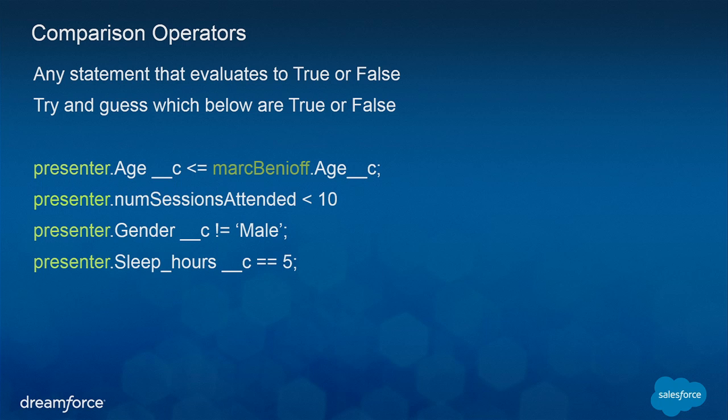There we go. Sorry. Last one, presenter, the third one on the list. Anybody think they know how that one would evaluate? False, thank you. Yes, so that is presenter.gender__c not equal to male. And you guys said false, so you think I'm up here in drag. Actually, it's true, I'm not male. The exclamation point makes that a not for the equal sign.